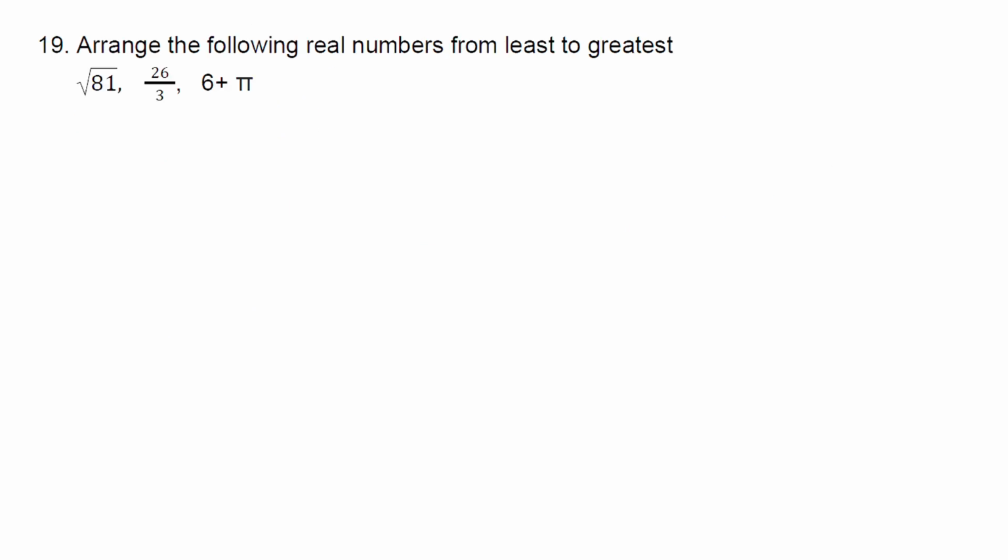Number 19. Arrange the following real numbers from least to greatest. Again, when you say least to greatest, small going big. Okay? Small numbers to big numbers. So you arrange them. And to do that one, actually my technique here is you really have to convert all of them first into decimal.